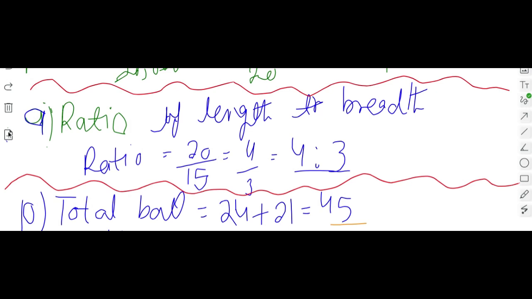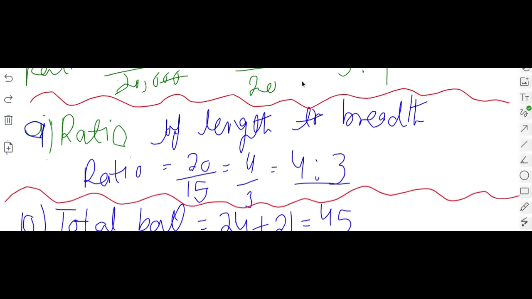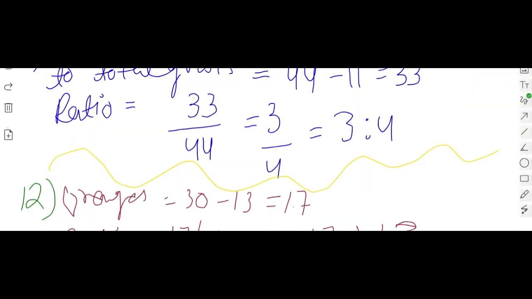Okay, and then question number 11. In question number 11, we have to find the ratio of guests who ate a burger with onion to the total guests, and we have to find the persons who ate the burger but didn't have onion in it. So we find the ratio of the total persons and do the subtraction, and then we find the persons who ate the burger without onion, and the ratio is 33/44, and we get the answer.